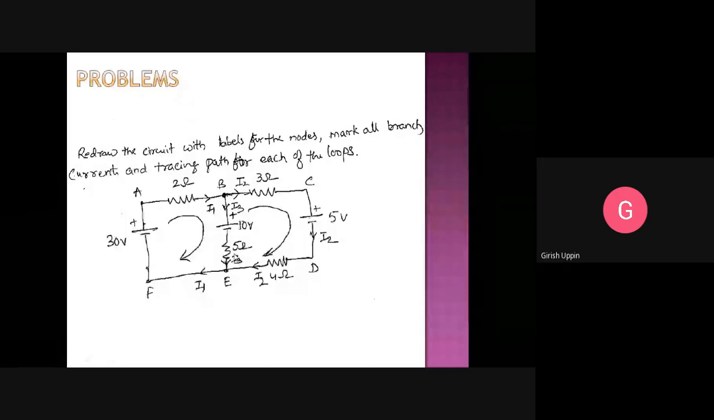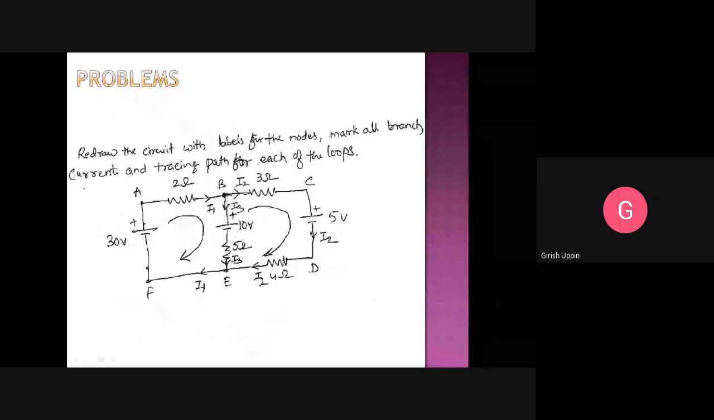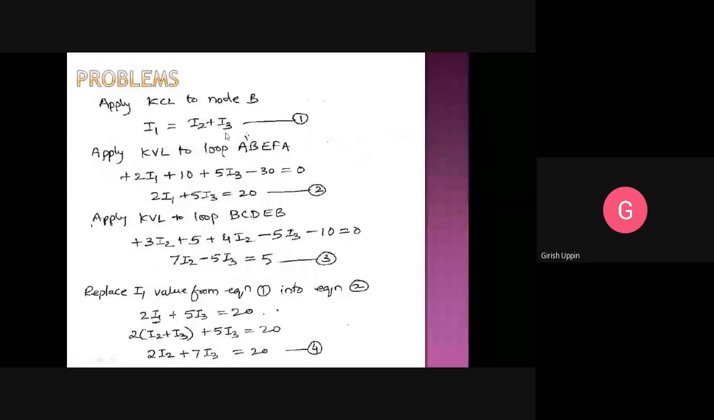Okay. Apply KCL to node B. This is the node B. The incoming current I1 is equal to the sum of outgoing currents. Therefore, I1 is equal to I2 plus I3. This is the first equation that I get. Then apply KVL to loop A, B, E, F, A.